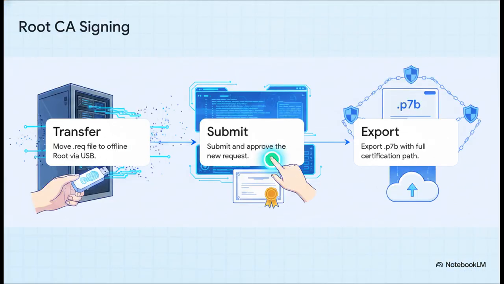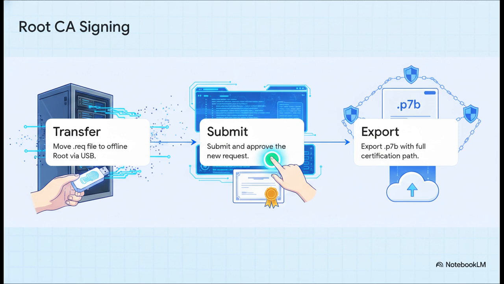Next up, grab that request file, load it onto some secure, encrypted physical media, like a freshly wiped USB drive, and literally walk it over to your offline root CA. You'll boot up the root, submit that request through the CA console, and approve it. Boom. The root CA has now cryptographically signed the extended life of your sub-CA.